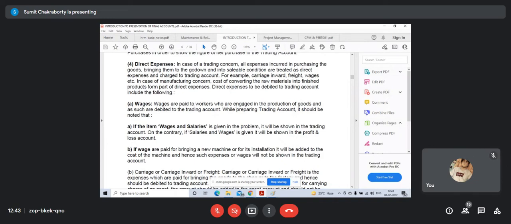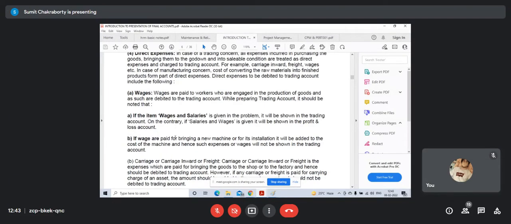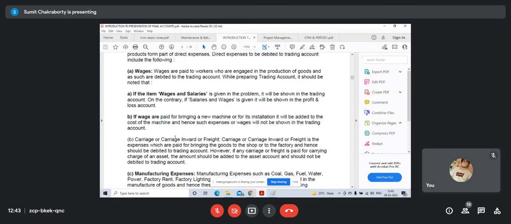Wages are paid to the workers who are engaged in production. Now, these wages are productive wages. Unproductive wages are a part of profit and loss account. Wages and salaries: wages more, salaries less, so they are clubbed up. So wages and salaries are a part of trading account. But salaries alone are a part of the profit and loss account, not the trading account.